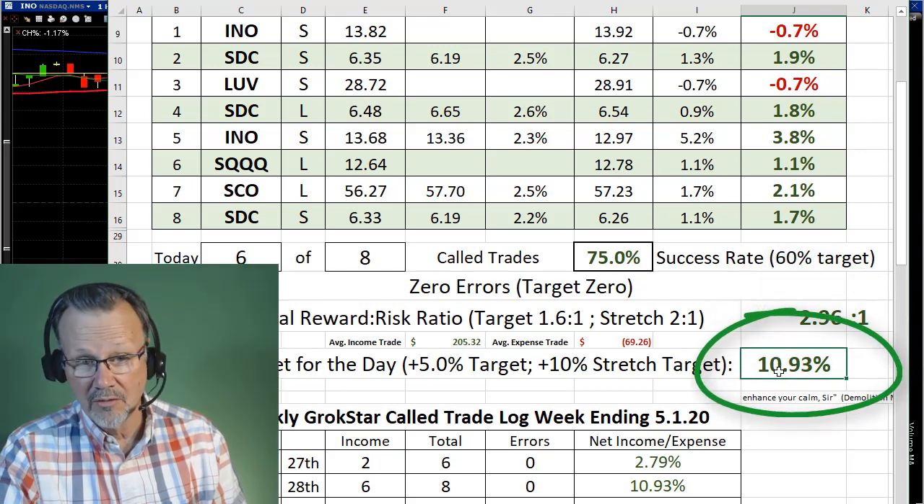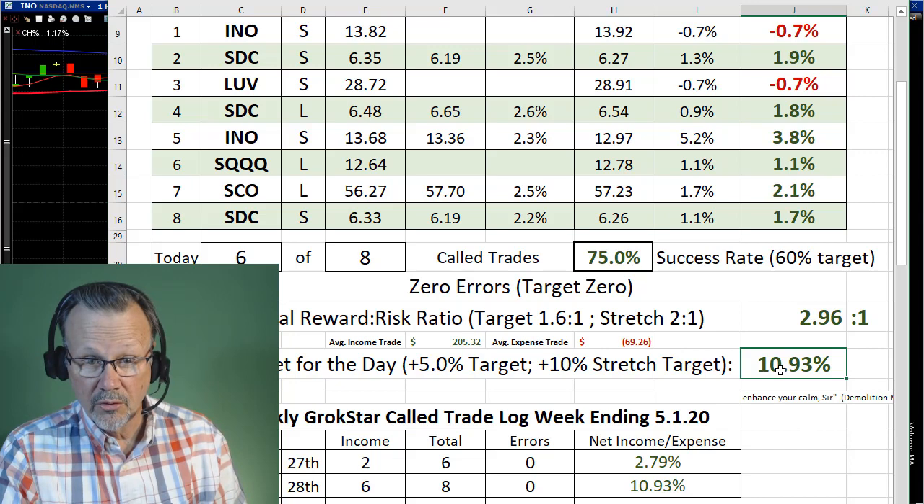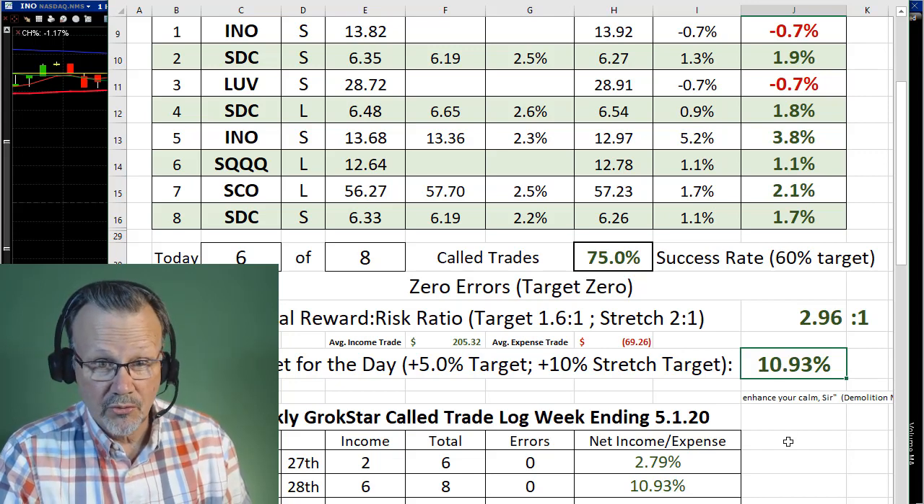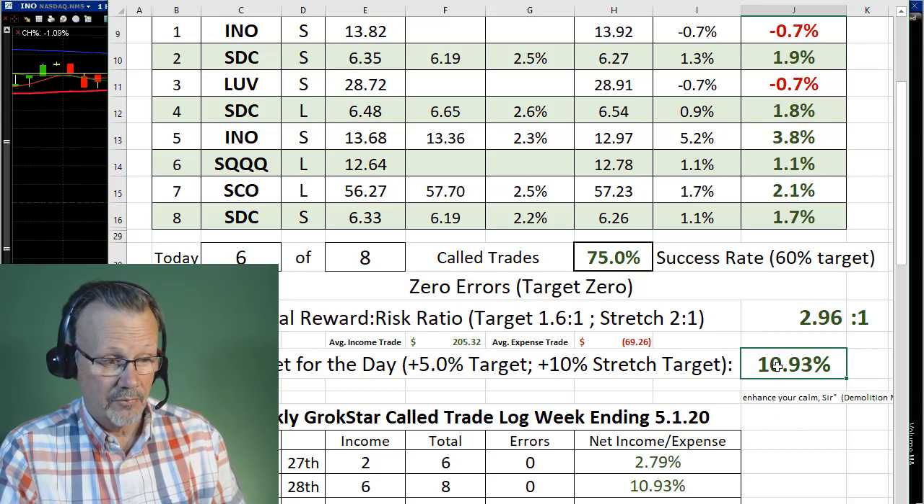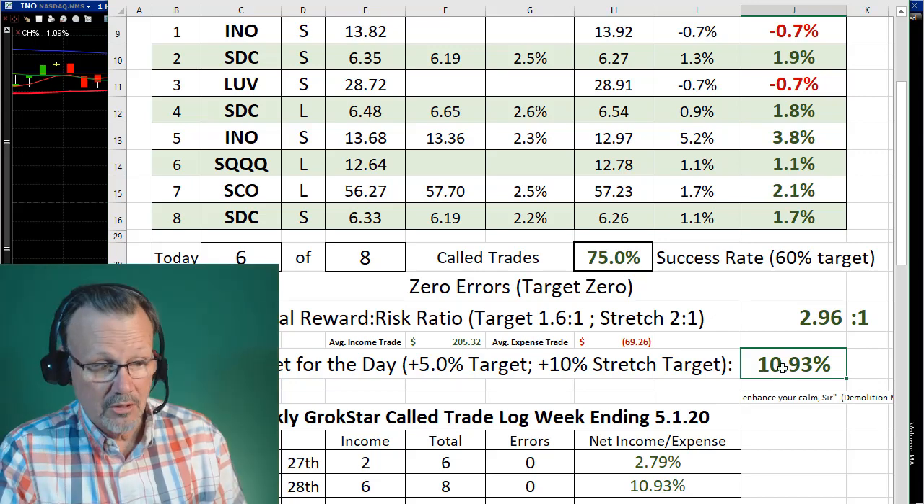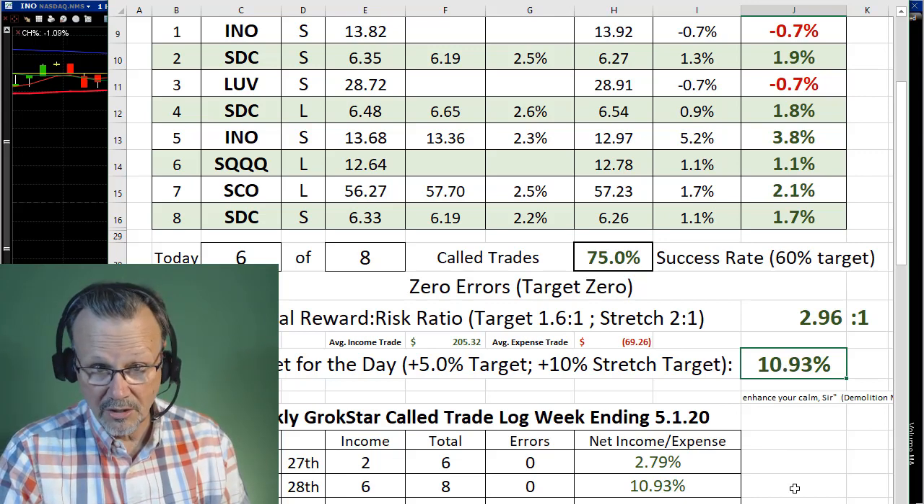Now, that's not 10% of our portfolio. That's 10% at risk. So for a model portfolio, if you invest $10,000 per trade, for each 1% that you make you'd be making $100. So today we made just over $1,000 here if you were trading the $10,000 lot size.